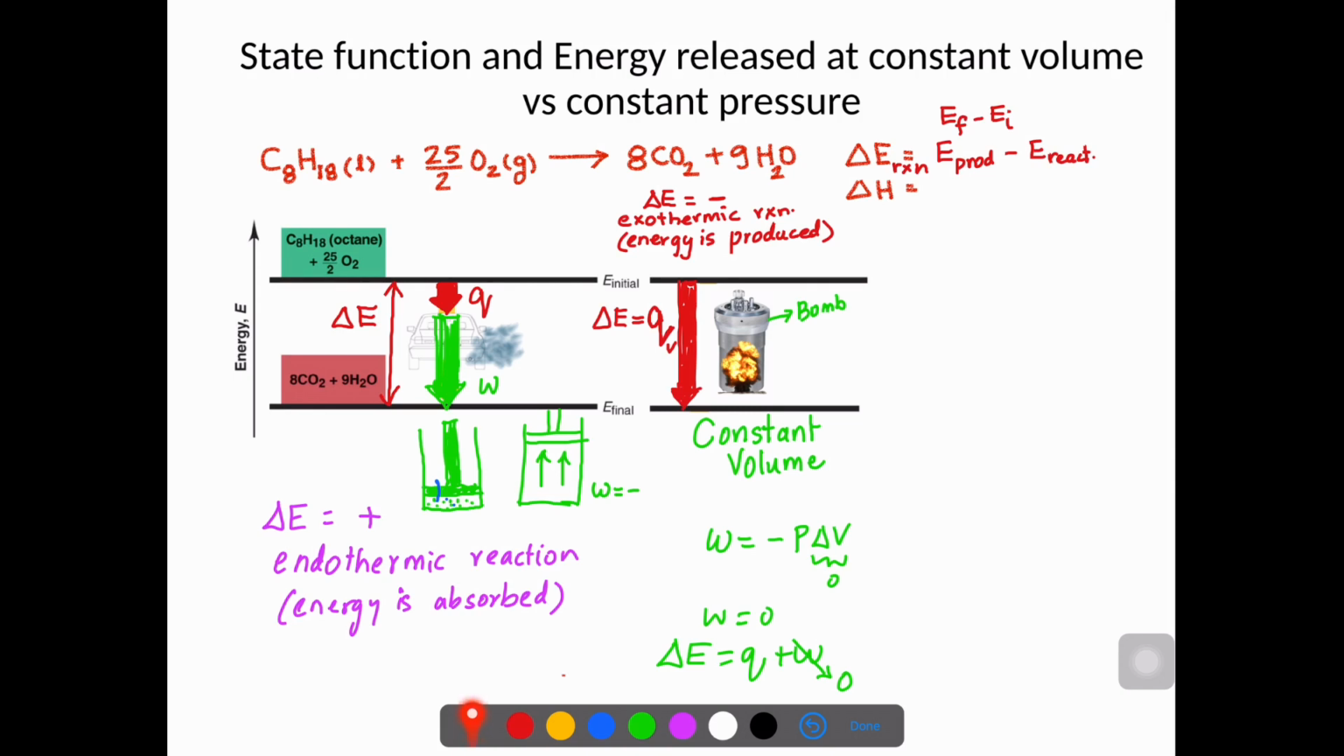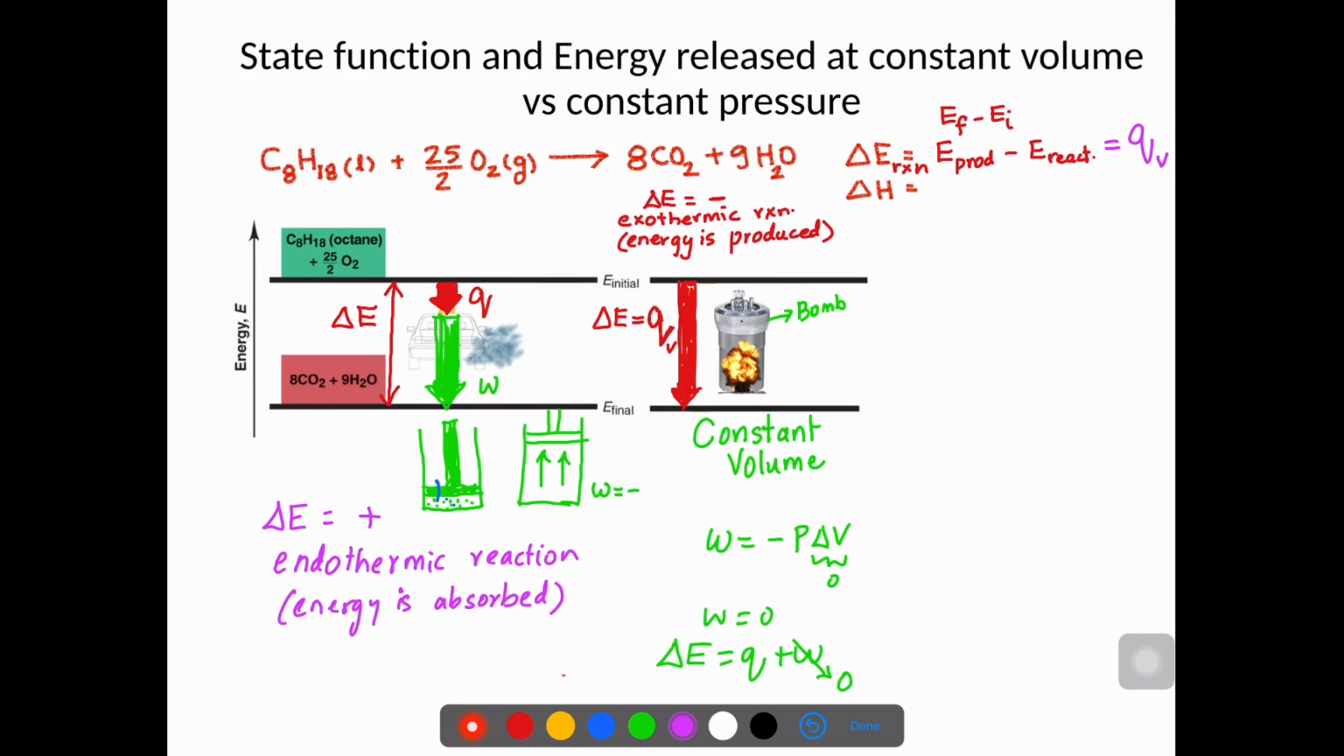So what is delta E for the reaction? It's basically nothing but the difference in energy between reactants and products, which can be measured as the heat released by the system, as the heat transferred by the system at constant volume. That's what delta E is, very key. So let me make a note here again. Delta E is Q at constant volume.